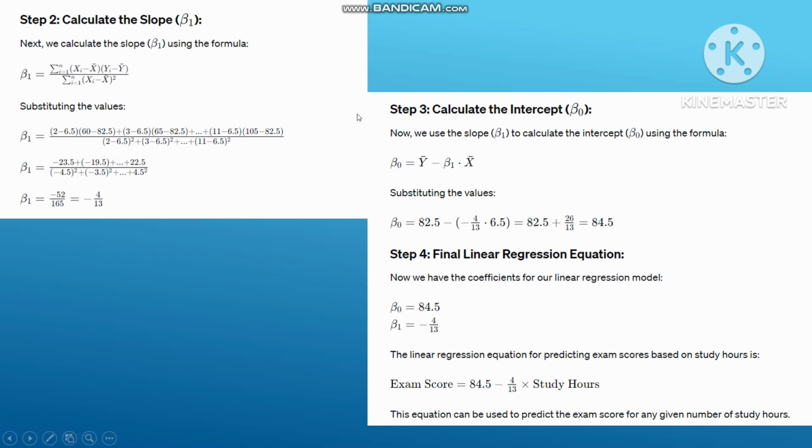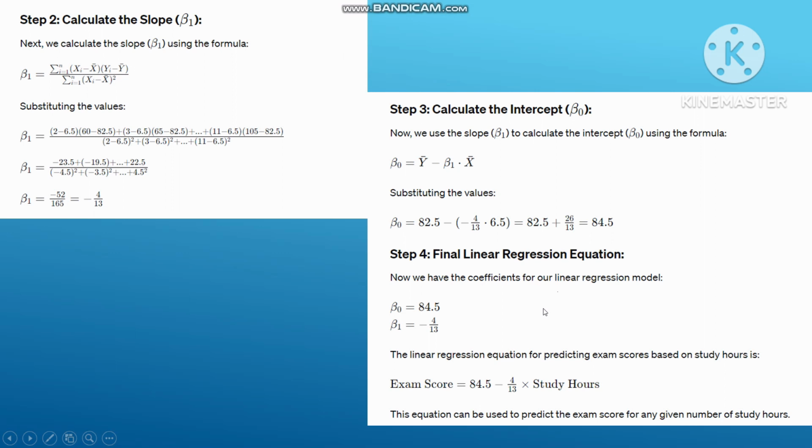Now we will find the intercept value. The formula for the intercept is y mean minus beta 1 into x mean. We already have the value of beta 1 that we calculated here. We will simply put the values to get this one. So now we have the intercept value also.